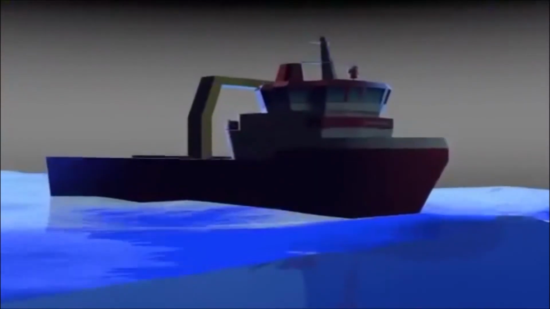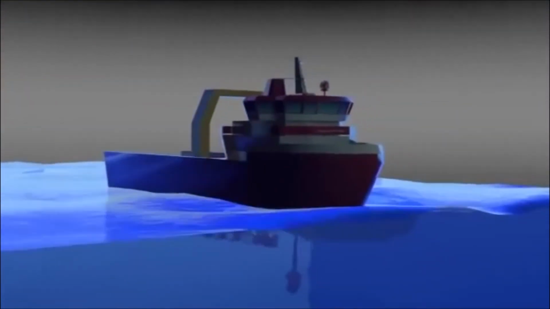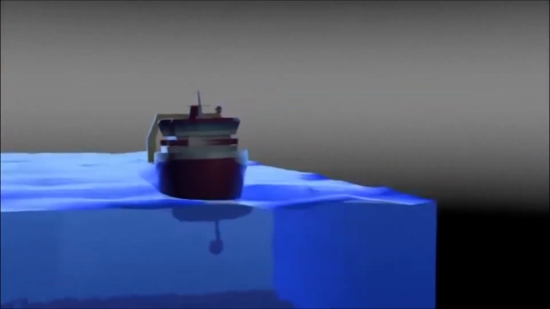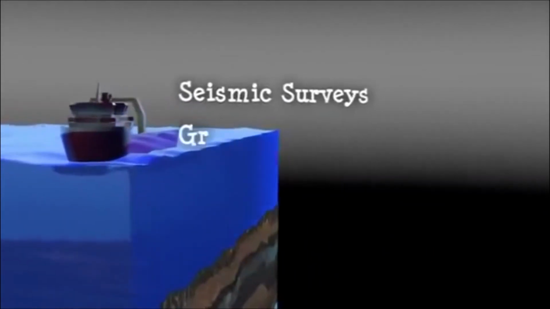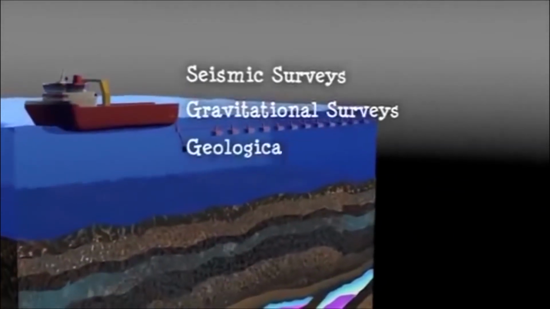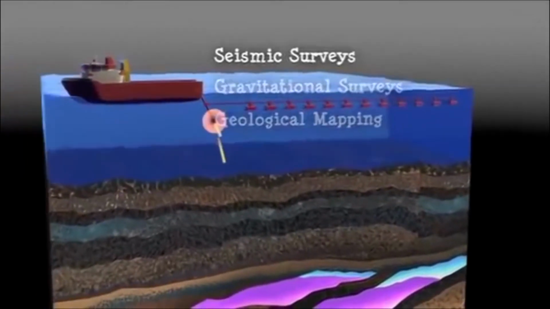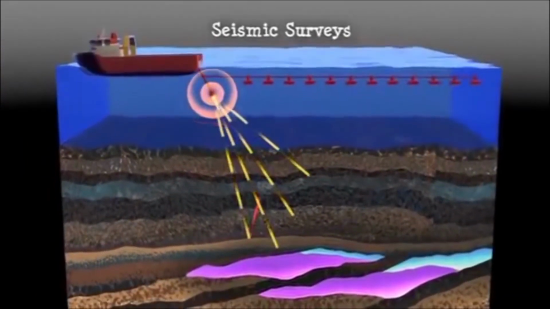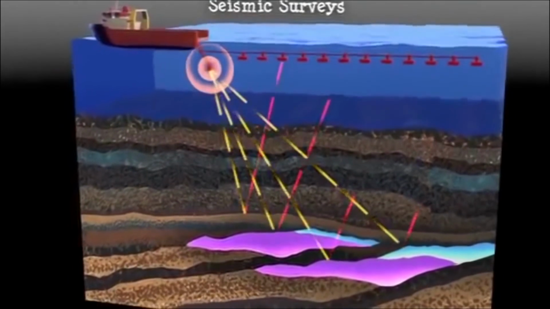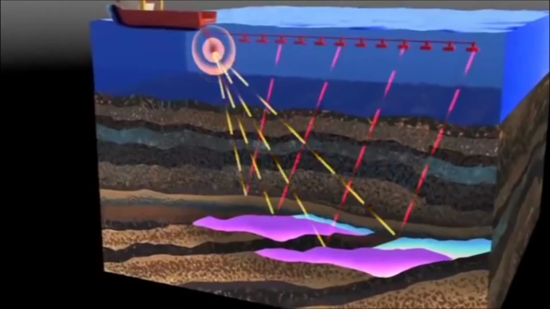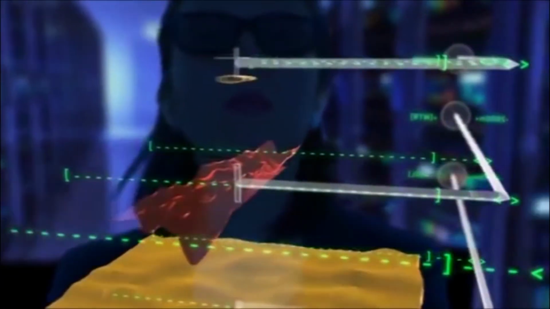To find oil and gas deposits, geologists use a number of different survey techniques, including seismic surveys, gravitational surveys, and geological mapping. Seismic surveys use reflected sound waves to produce a 3D view of the Earth's interior. New technologies, such as four-dimensional projections and sophisticated graphic renderings of rock structures, are improving the way we find conventional oil and gas deposits.